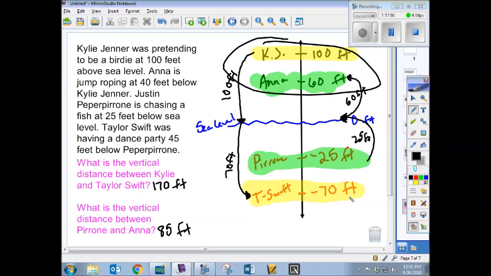Everybody got that? Yeah. So here's my little, you guys know what a mnemonic device is? A mnemonic device?